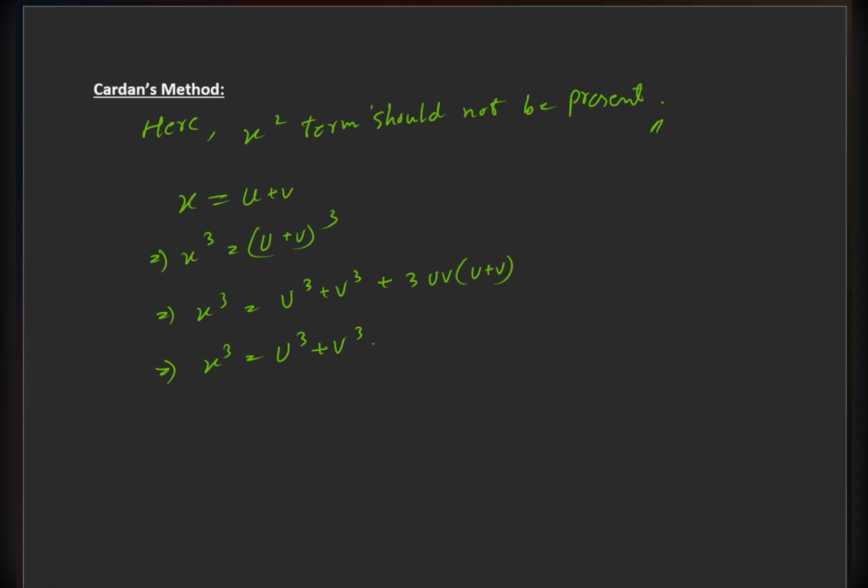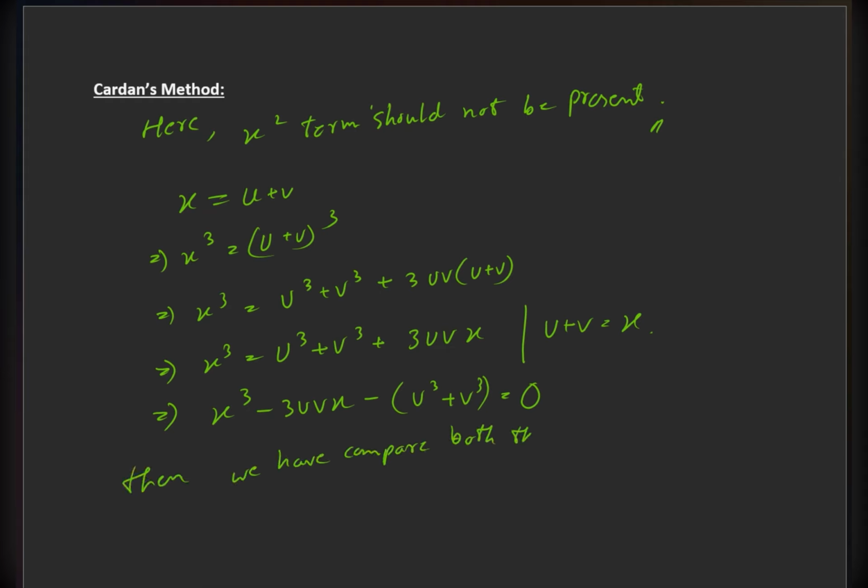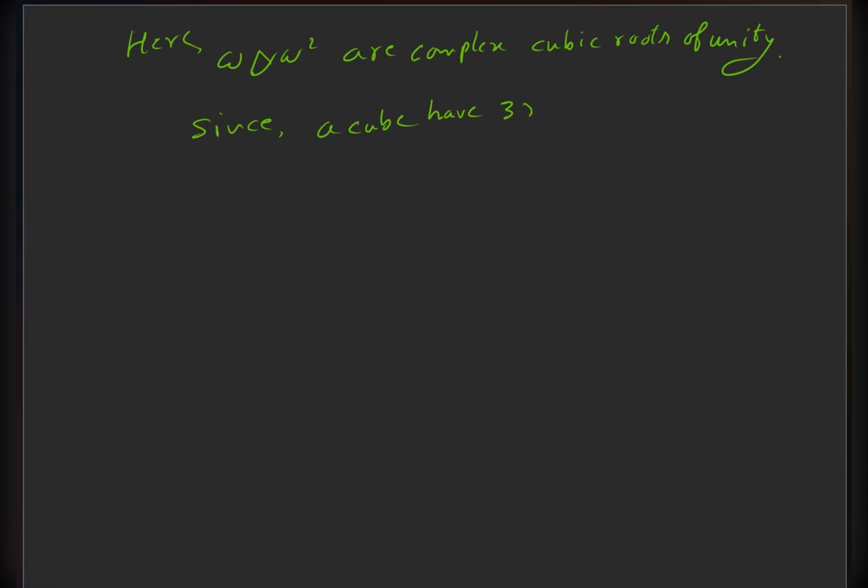Now Cardan's method. The point to be noted is that the x² term should not be present in the equation, and we have to use x = u + v. If we cube both sides, then we will get x³ − 3uvx − (u³ + v³) = 0. Then we just have to compare both the equations, and note that omega and omega square are also used in the equation. Here omega and omega square are the complex cube roots of unity. As we know, a cubic must have 3 roots.